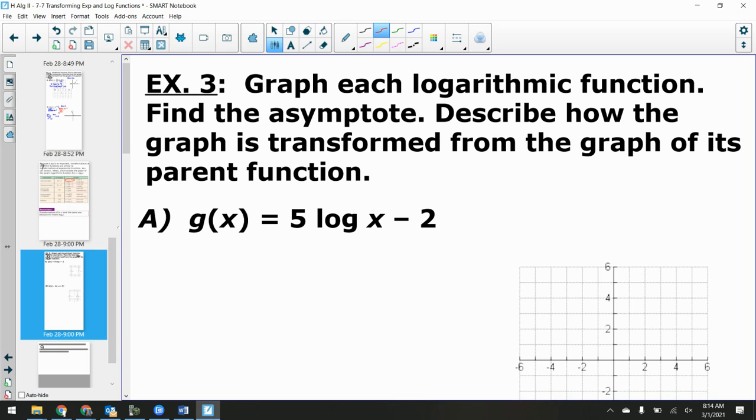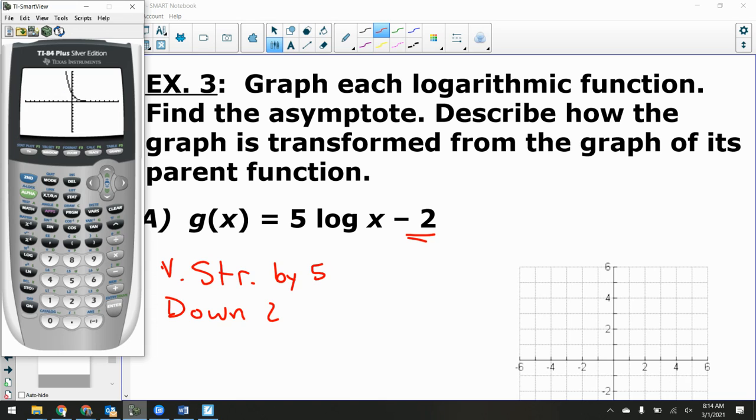What's happening here? What do you think the 5 is doing? What do you think the 5 is doing, sitting on the outside? Vertical stretch by 5. What do you think this minus 2 is doing? Down 2.